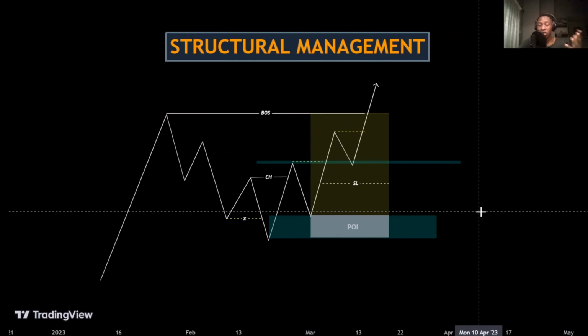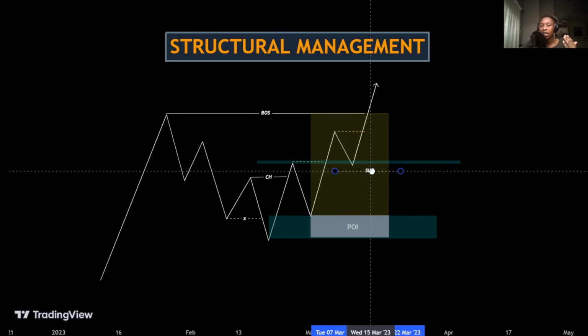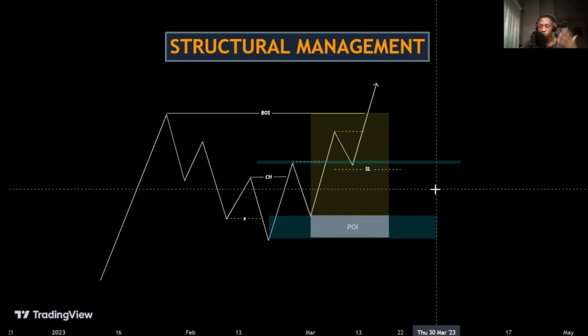So they manage their trades based on how the market is moving. Is it breaking lows? Is it breaking highs? Is there support? Is there resistance? And they move their stop losses based on those types of movements.